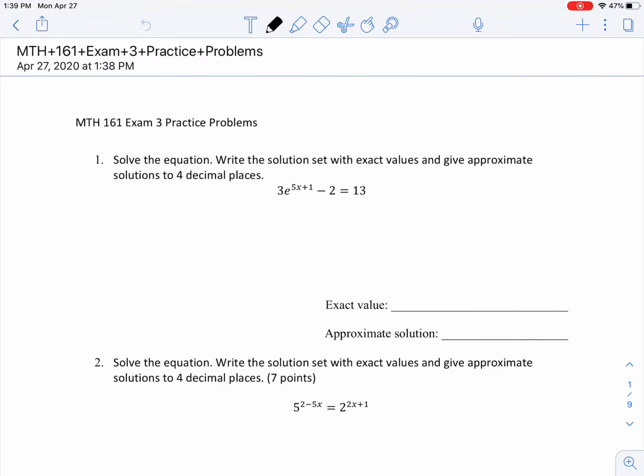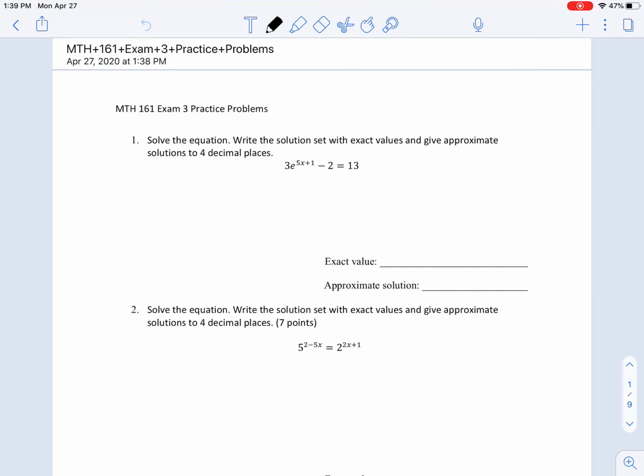So guys, I'm going over exam 3 practice problems that I posted on Canvas. And I'm like, why not? I was going to make an answer key anyways, but why not record this and talk through this in case you want to have that review video.